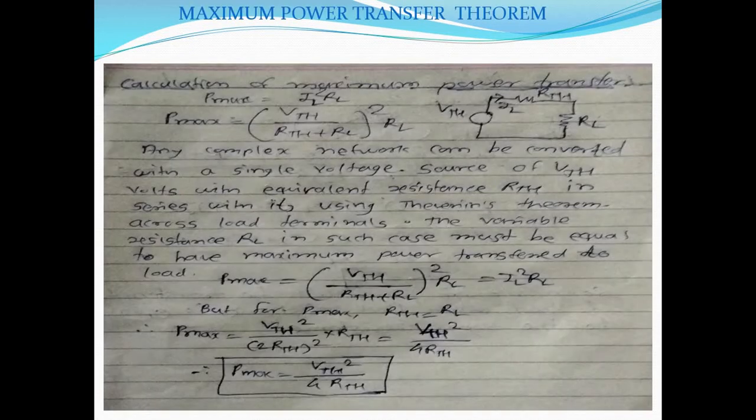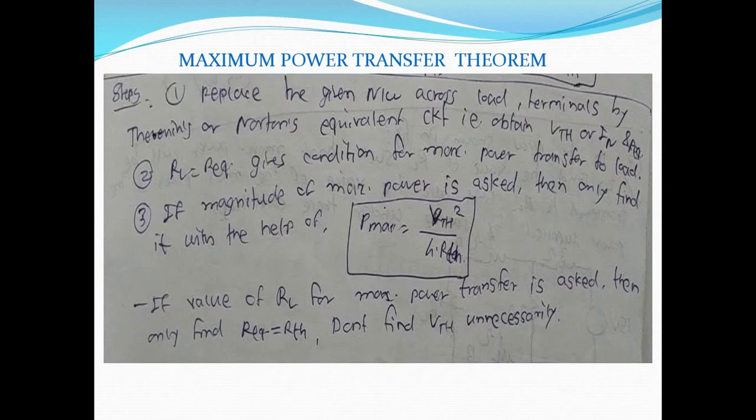So now we have discussed the derivation, and we have the formula for calculation of maximum power transfer. Now, what are the general steps whenever we solve any circuit using the maximum power transfer theorem? First one, replace the given network across the load terminal by Thevenin's or Norton equivalent circuit. That is, we calculate Vth or IN and R equivalent. This is the first step.